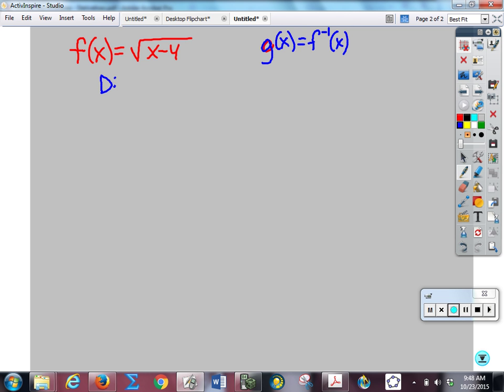What x's can you plug into this without getting imaginary numbers? Anything 4 or above, right? And the range of this one is, what's the y values that you get out? If I plug in 4, I get 0. And then if I plug in anything bigger than 4, I just get positive numbers. So this is 0 to infinity. Let's graph that before we do the inverse of it. So let's just graph that one.